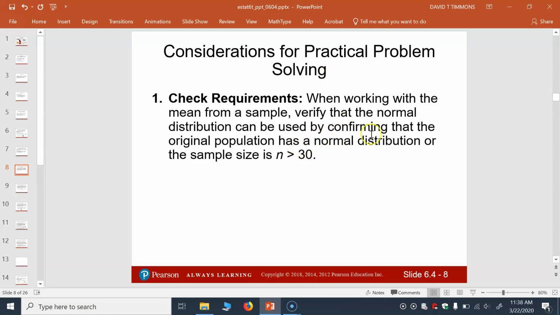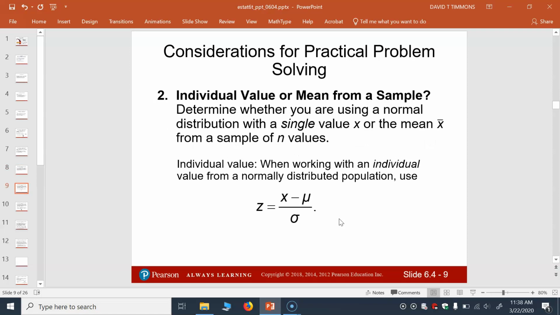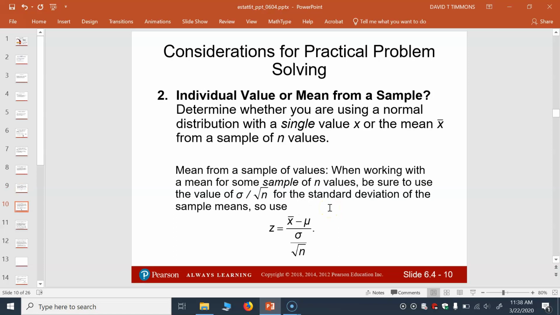When working with the mean from a sample, verify the normal distribution can be used by confirming the original population was normal. Normal maps to normal, that's fine, or your sample size is greater than 30. And if you have an individual value, this would be your z-score formula. But if we're working with the sample mean, we make this little adjustment: x bar minus mu, over sigma divided by square root of n.